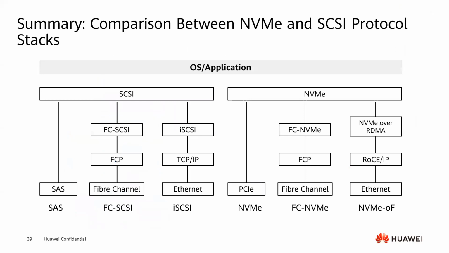Okay, then let's have a summary of the comparison between NVMe and the SCSI protocol. They are both bus standards, and NVMe actually extends PCIe for locally attached storage. SCSI has SAS, and NVMe has NVMe over PCIe. For remote interconnection, SCSI can use the FC protocol as the transport layer protocol, and we have FC-SCSI, and it can use TCP/IP as the transport layer, and we have iSCSI. And for NVMe, we have FC-NVMe and NVMe over Fabrics.